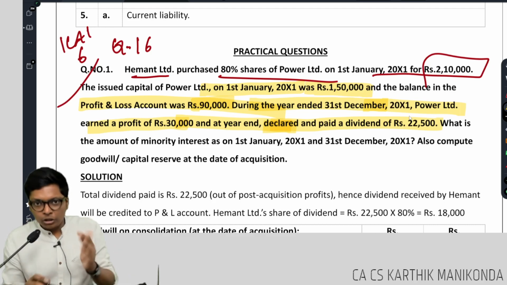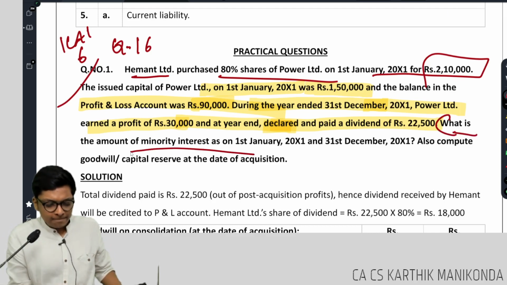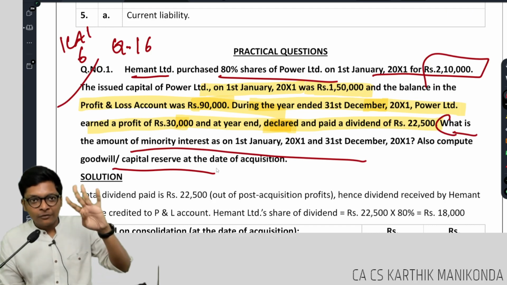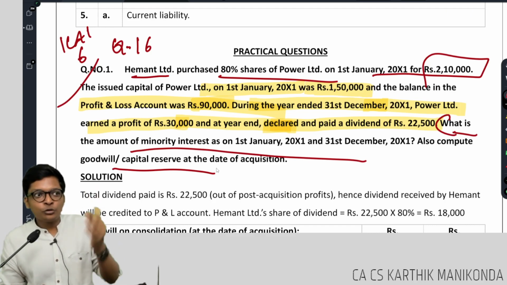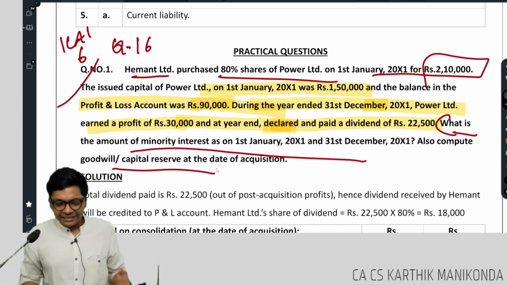What are they asking? I can even do consolidation for this. What are they asking? What is the amount of minority and compute goodwill or capital reserve? They are asking step 4. But for doing step 4, you should do 3 and 3A. That should be your working note.